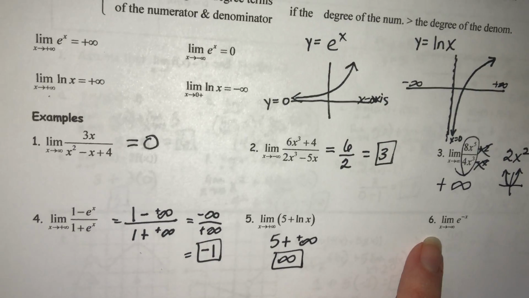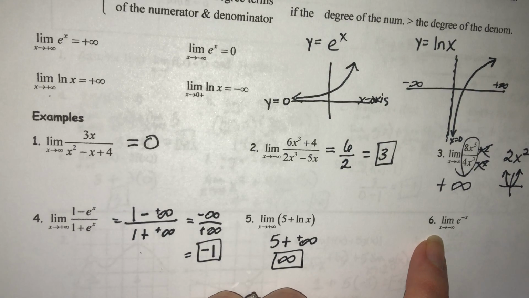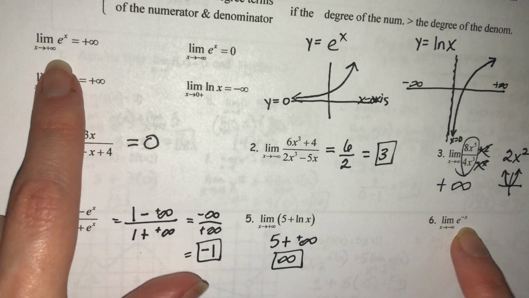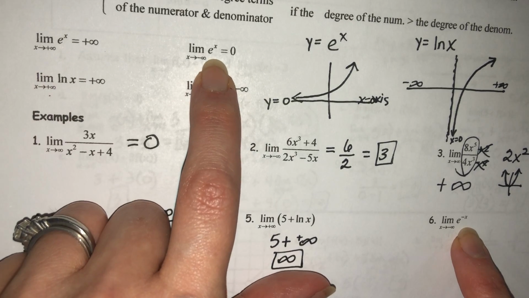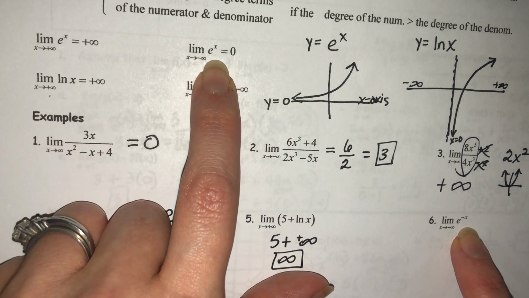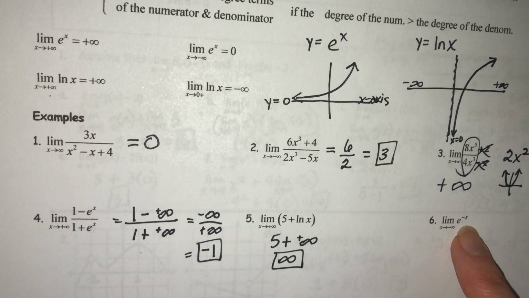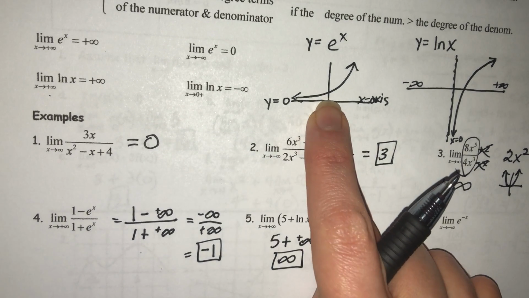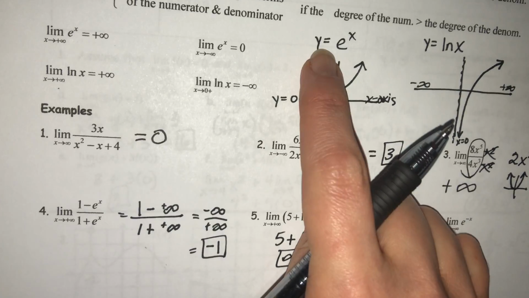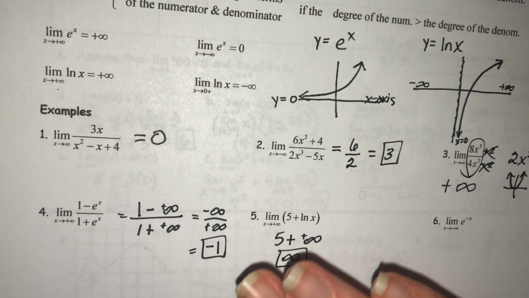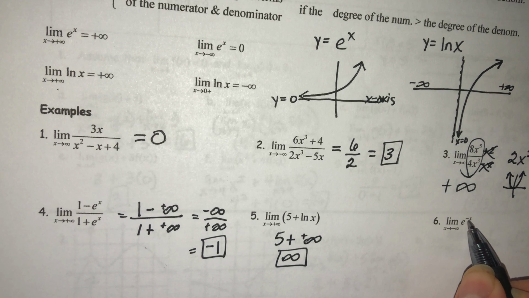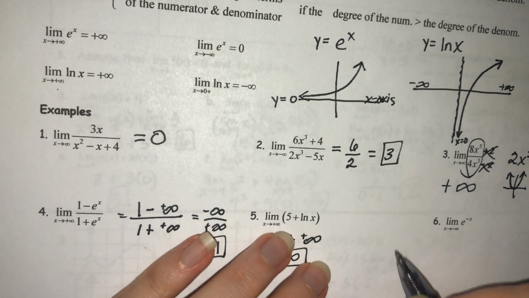And number 6, the limit as x approaches infinity of e to the negative x. Now this is a little different. This is not e to the x, it's e to the negative x. If you think about your transformation rules, what does that negative do to this graph? If the negative was in front, it would flip it vertically across the x-axis. But when the negative is up there with the x, that's a horizontal flip of the graph.